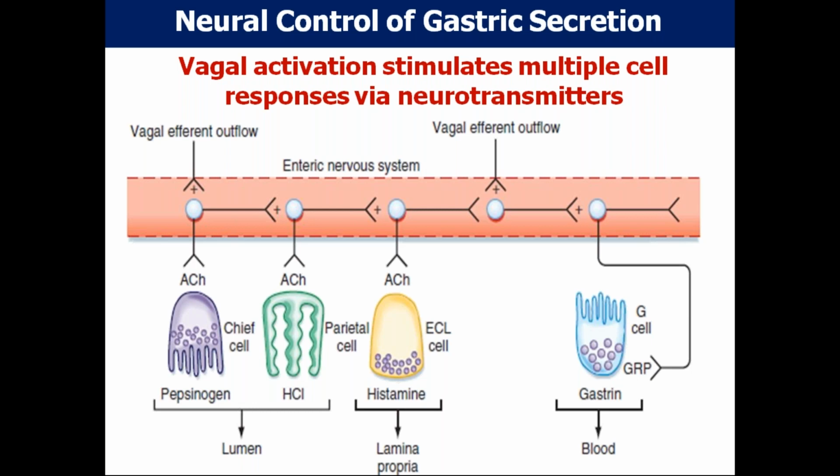So in the neural, it is by means of the vagus nerve. Vagal activation will stimulate multiple cell responses via the neurotransmitter. It will act directly, and it can also act through the enteric nervous system.